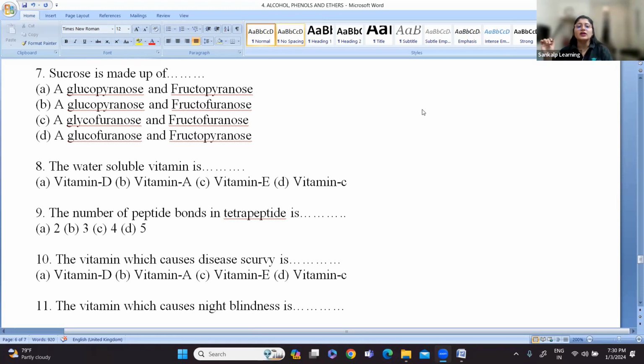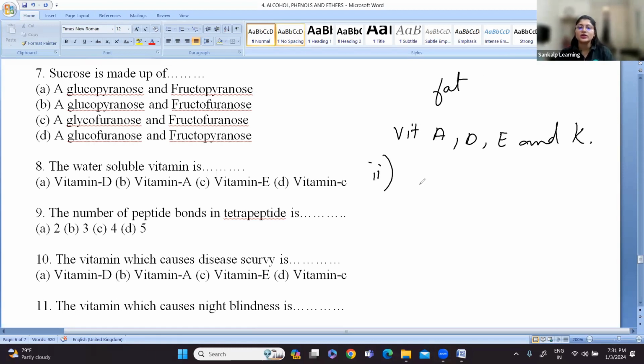Which are the examples of fat soluble vitamins? Please remember, they are soluble in fats, that is fats and oil. So which are the fat soluble vitamins? Vitamin A, D, E, and K are the fat soluble vitamins.